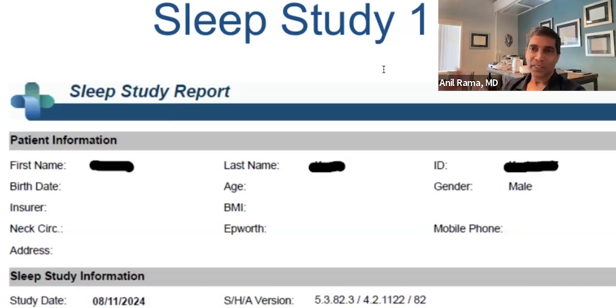Now, if we have this information elsewhere, it just takes more time to type it into the software when you register the patient. So why is it relevant? Well, there's a link between a large neck circumference and obstructive sleep apnea. And the Epworth sleepiness scale score is generally a little elevated in people with sleep apnea.